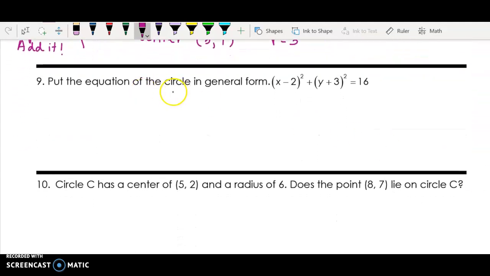Number 9, we're working in reverse. We're going backwards to general form. So we'll have to take each of these quantities and square them out, and then we will order the terms into the correct order. So we'll start with x minus 2 times x minus 2. And then we'll have to do the same thing for y plus 3 and y plus 3.